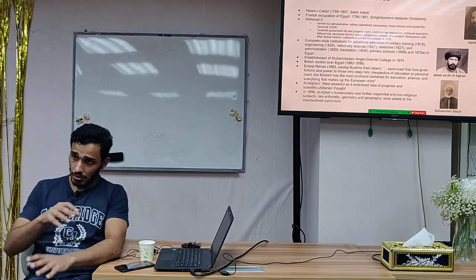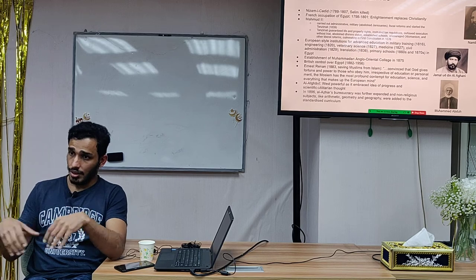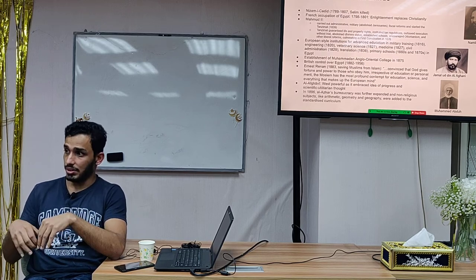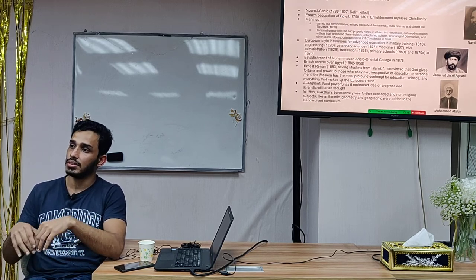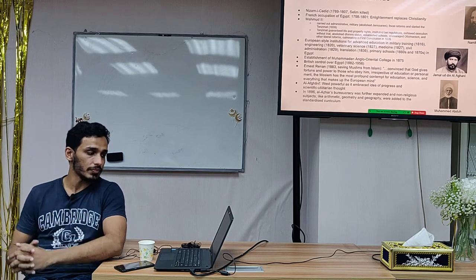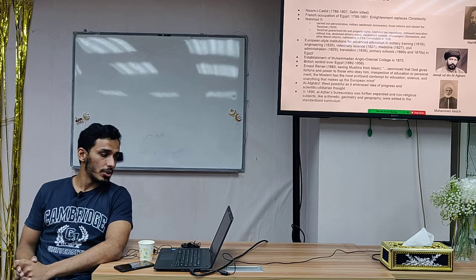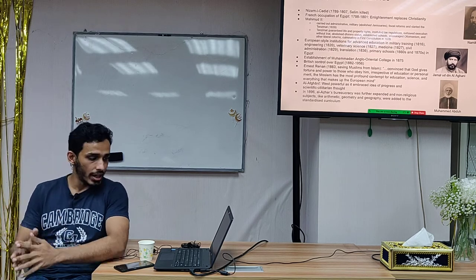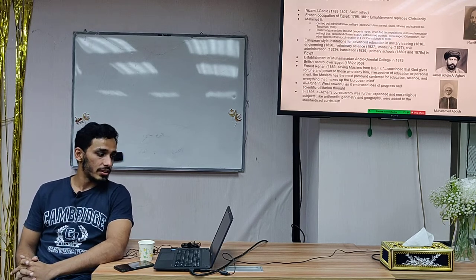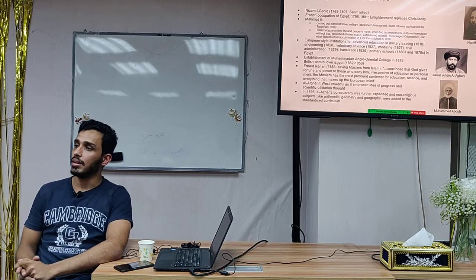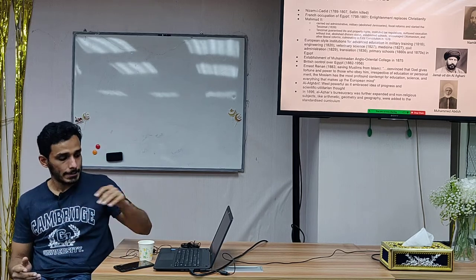So now Abdu wanted to reform Al-Azhar and make it a formal university, and also to introduce modern sciences in Al-Azhar, okay, make it a university. So the process started in 1896. Al-Azhar's bureaucracy was expanded, so it became more centralized, and non-religious subjects such as arithmetic, geometry, and geography were added to the standardized curriculum. Okay.